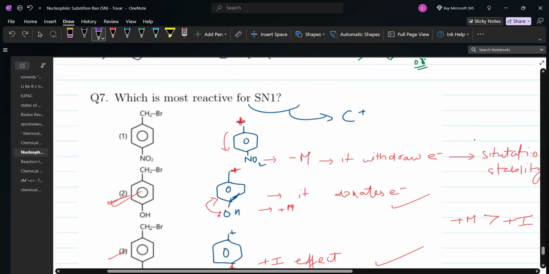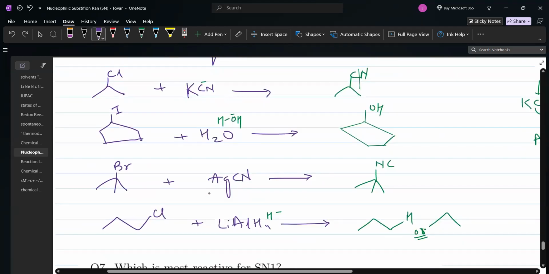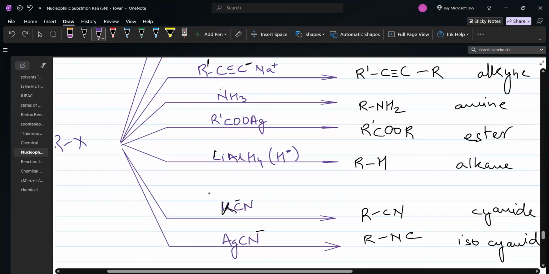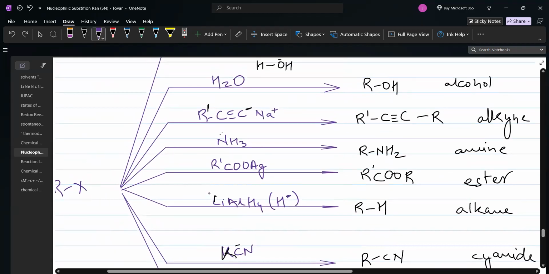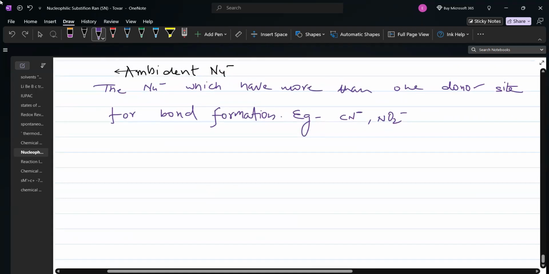We already did AgCN, KCN. But what is actually happening? I will show it in some reactions. A nucleophile has two options to attack. That is why it is written: it has more than one donor site. So let's take the example mentioned in NCERT.